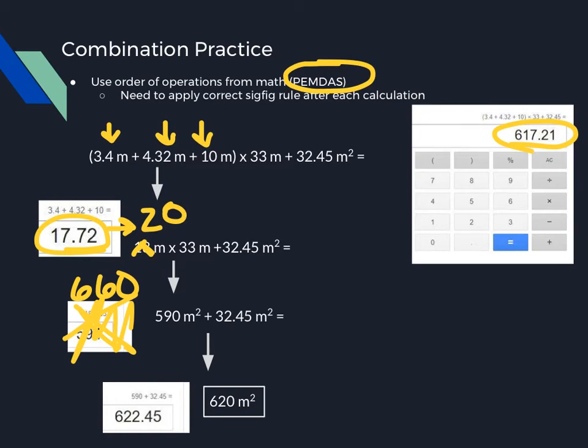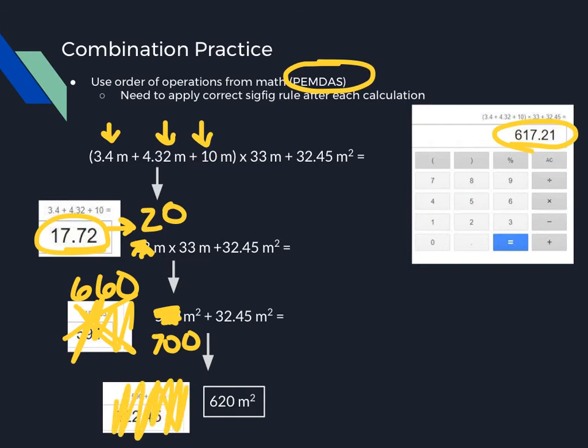Now, with our multiplication rule, we have to keep the least number of sig figs. So 20 has 1 sig fig, 33 has 2 sig figs. So we can only keep 1 sig fig in our answer. So 660 rounded to 1 sig fig, cross out the 590 because that's not what it should be. 660 rounded to 1 sig fig should be 700. Okay, so now our last step was to do this last adding, so 700 plus 32.45.